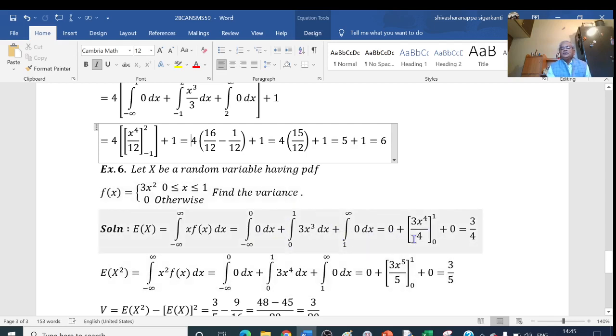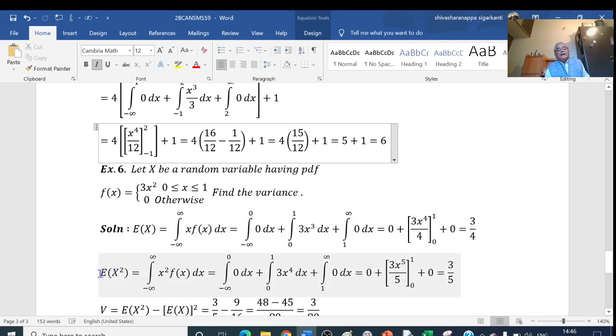Integration of this is 3 as it is. X cube integration is x raised to 4 by 4. This is between 0 and 1. This is equal to, substituting the upper limit 1, 3 into 1 is 3, 3 by 4 minus lower limit value is 0. 3 by 4 is the value of E of x.